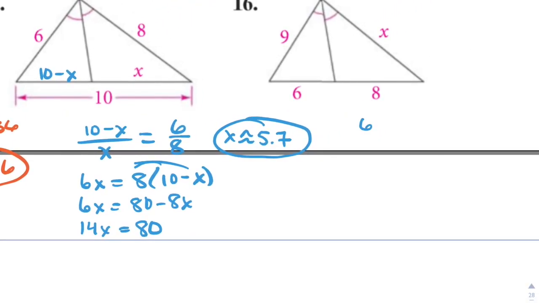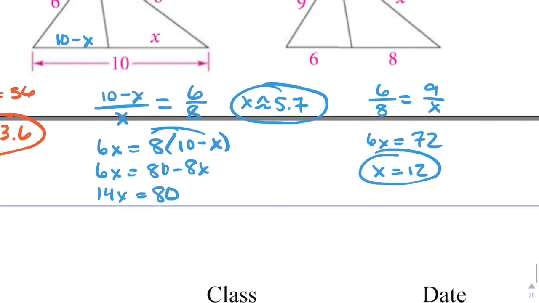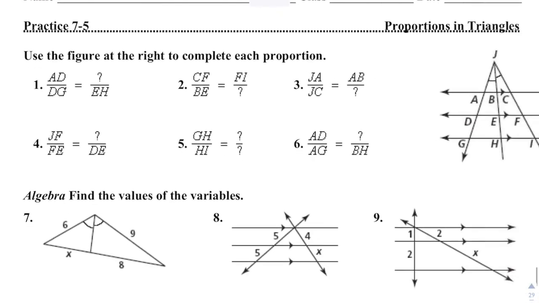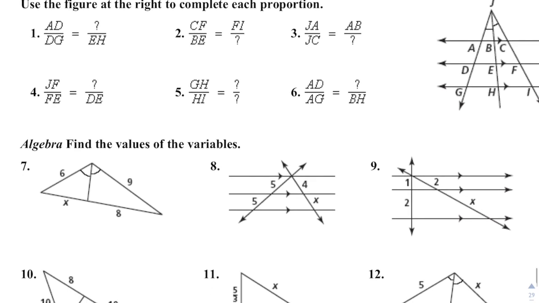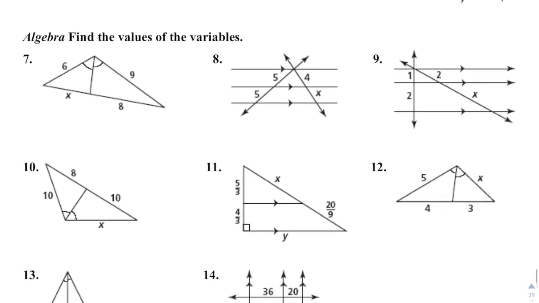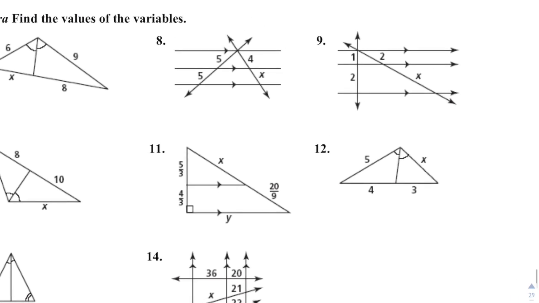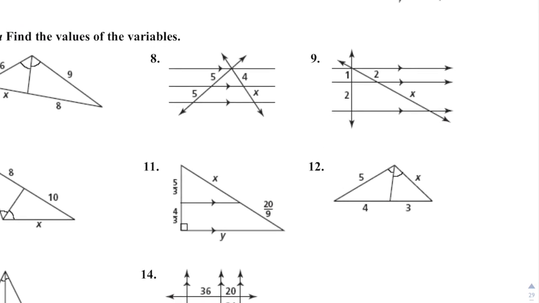The last one, 6 is to 8 as 9 is to x. 6x equals 72. 9 times 8 is 72. Divided by 6. We have x is 12. Okay. I'm going to let you do this worksheet on your own. All of them are similar. You know what one I will do? Well, this is 1 is to 2 as 2 is to 4. That one's easy.